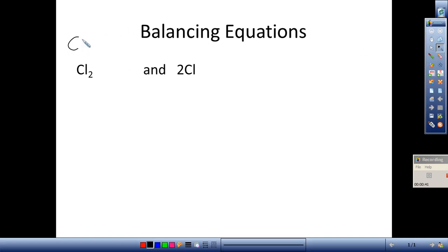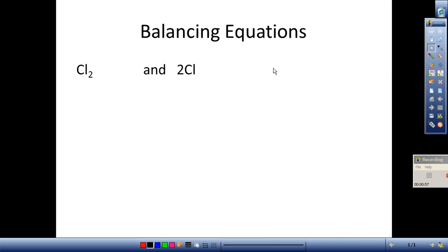So if I was to draw it, I just draw it like that. Covalently bonded. The subscript means they're together. Where 2Cl just means I have 2 Cls. They're separate. Either way, they both mean there's two of them.